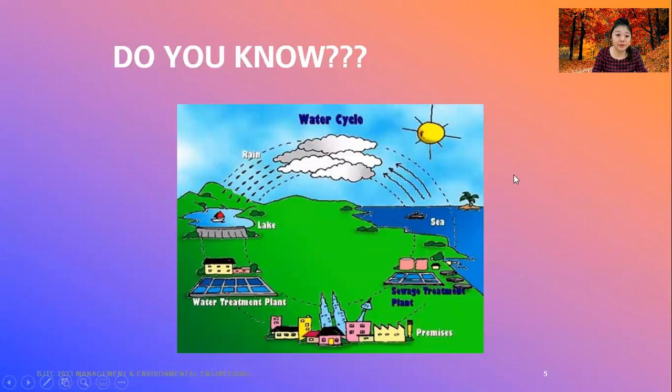So do you know what this is? Do you still remember? This is the water cycle. The rain will come down to the lakes, and then we will use it. The water in the lakes, we will treat it in the water treatment plants, and then it will be distributed for our usage to the premises. After we use it, it will be sent to the sewage treatment plants where we treat our wastewater. After treatment, it will be released to the sea, and from the sea it comes back to the water cycle again. So this is the biggest water cycle. The one that you learned in chapter 4 is the hydrology cycle. So this is the water cycle.